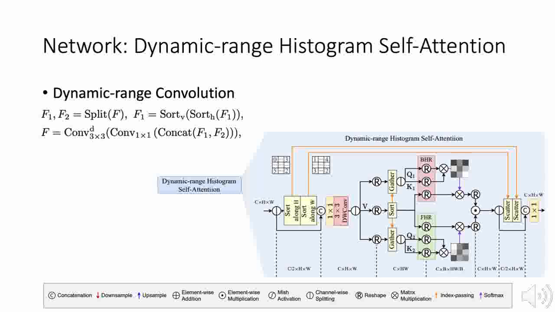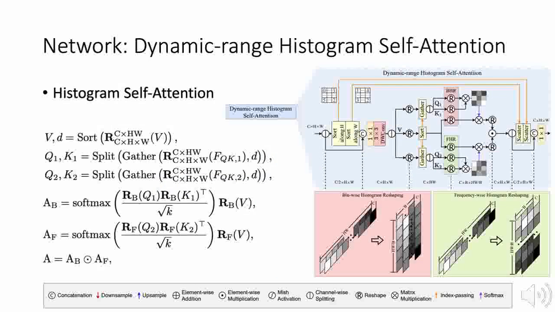This step enables the convolution layer to process dynamic range receptive fields, thanks to the similar pattern prior knowledge of weather degradation. After the dynamic range convolution, we introduce histogram self-attention. There are 2 kinds of it. The first is the bin-wise one, which assigns pixels into a finite number of bins according to the pixel values, and then performs self-attention among the bins.